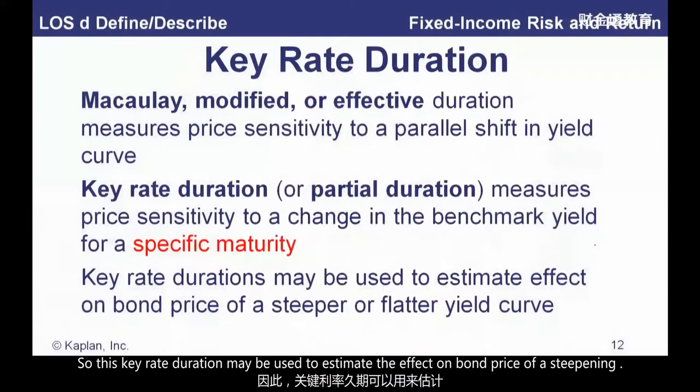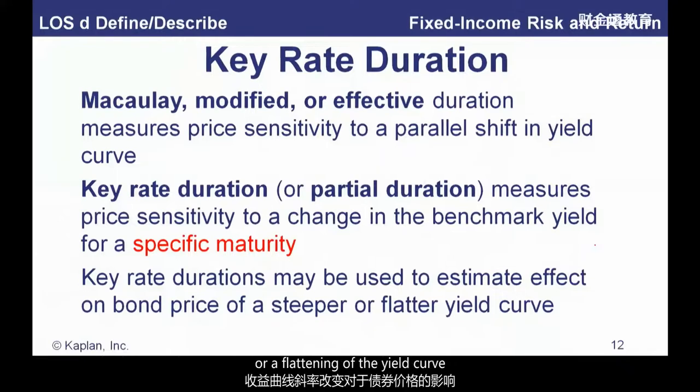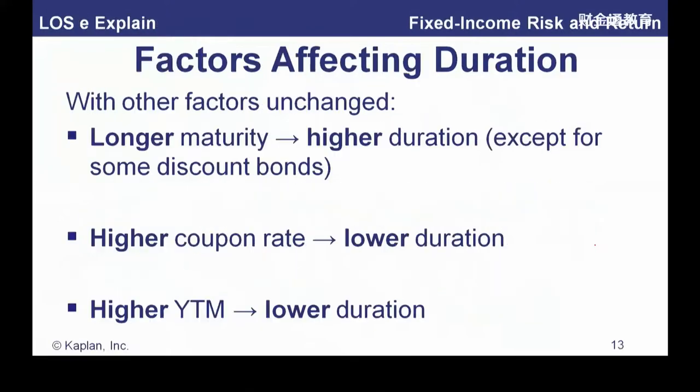Okay. So these key rate durations may be used to estimate the effect on bond price of a steepening or a flattening of the yield curve. Okay, factors affecting duration. Now, we've introduced this a little bit. We'll get a little more formal with it here and reiterate it, so it'll help you remember it and retain it. Longer the maturity, the higher the duration, except for some deep discount bonds.